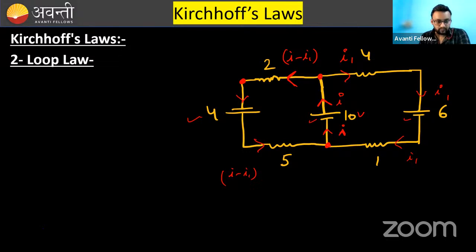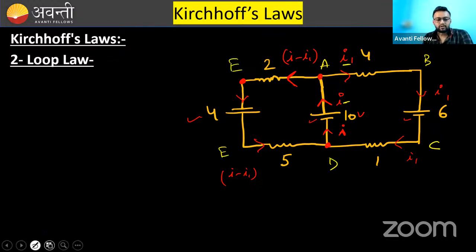Now another thing is, try to apply KVL. So how many unknowns are there? You can see that one unknown is I, another unknown is I1. So only two unknowns are there. So we will make two equations. Like this is point A, B, C, D, E, F. Identify a loop. Let's suppose A, B, C, D, A.